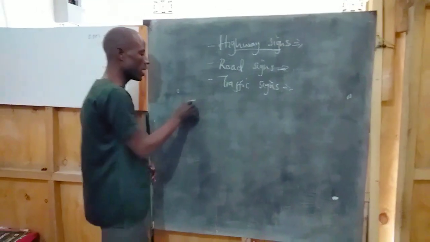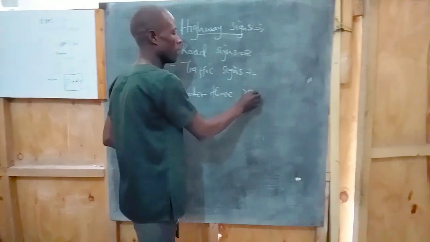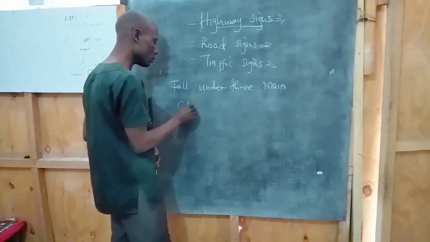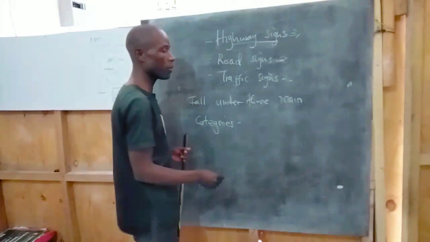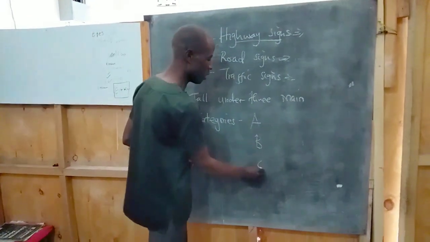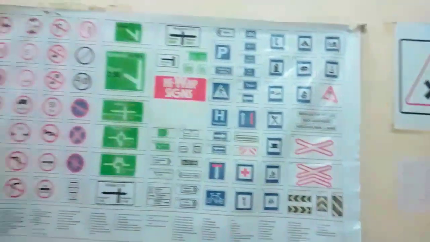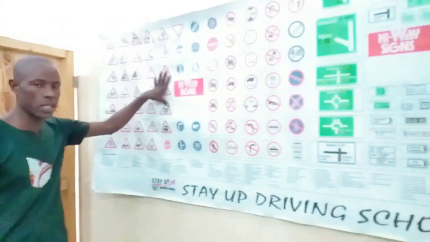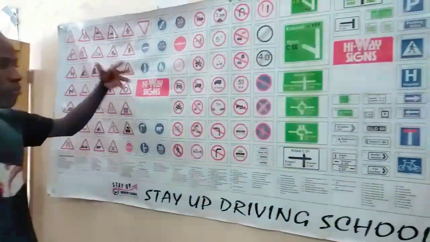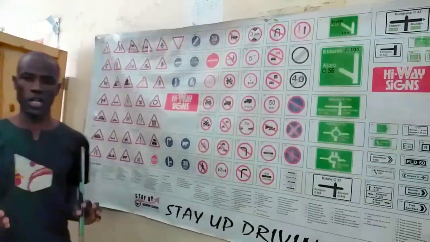Now, these signs fall under three main categories. The highway signs fall under three main categories. The three main categories are A, B, C. Now, if you are coming to the signs for the very first time, you cannot tell which ones are A, which ones are B, and which ones are C. So in order for you to identify them, you identify them by how they look, their features.